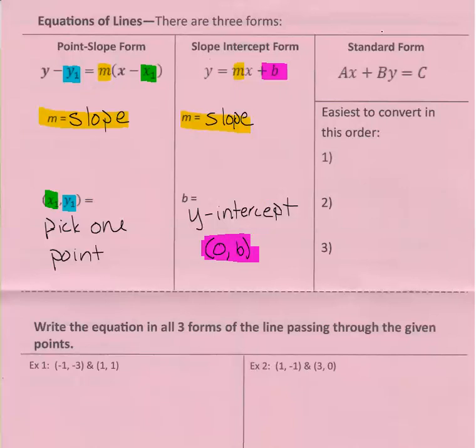Standard form is always written with a number in front of x, or just 1, plus a number in front of y, or just 1, is equal to another number. And it is easiest to convert in the order of starting with point slope, then slope intercept, and then standard.